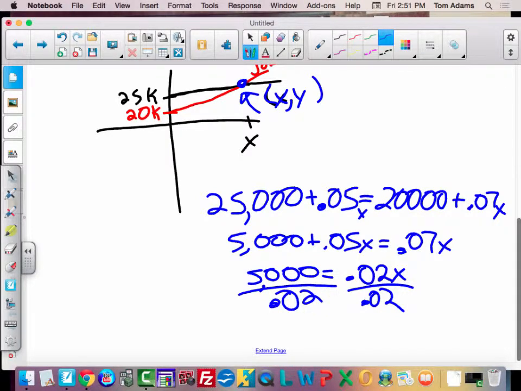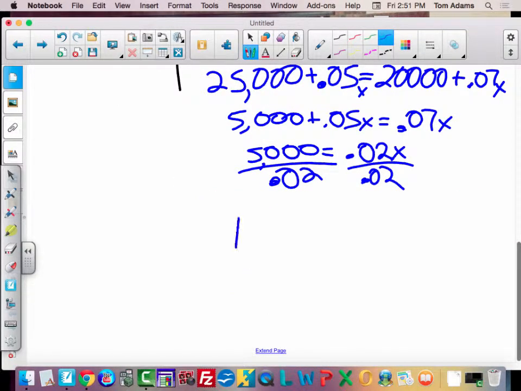Is it 10 or 100? 250,000. No, it's 100,000, isn't it? We're not multiplying, we're dividing. You've got to multiply this by 50 to get 1, and then that goes into 5,000 250,000 times. So that makes sense. 250,000.